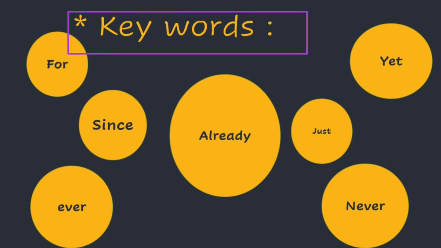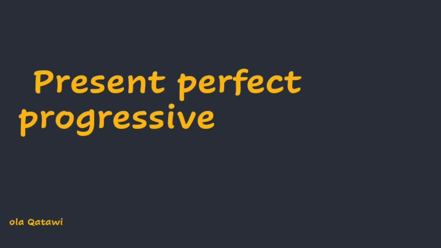Here are keywords for present perfect simple: for, since, ever, already, yet, just, never. Now, we will start with the present perfect progressive.